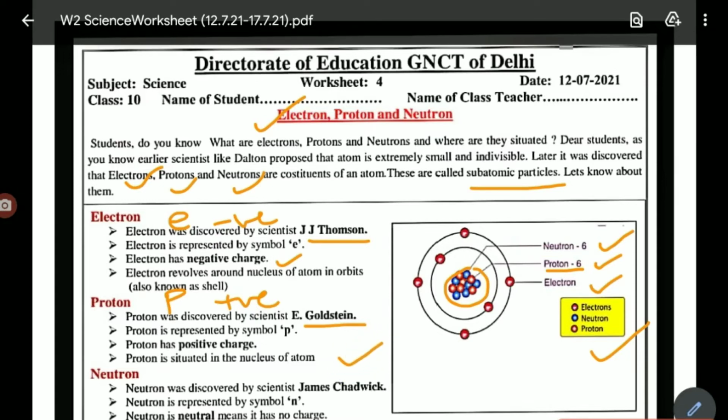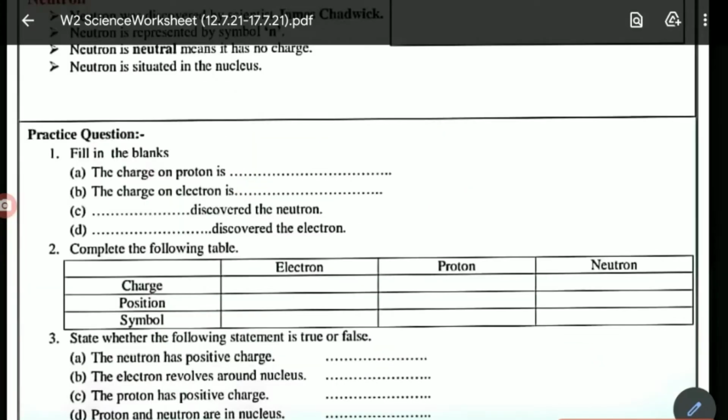Neutron was discovered by James Chadwick. The symbol of neutron is N. Neutron is neutral in nature. As the name suggests, neutron is neutral, that means it does not have any charge on it, zero charge. Neutron is situated in the nucleus, along with the proton.